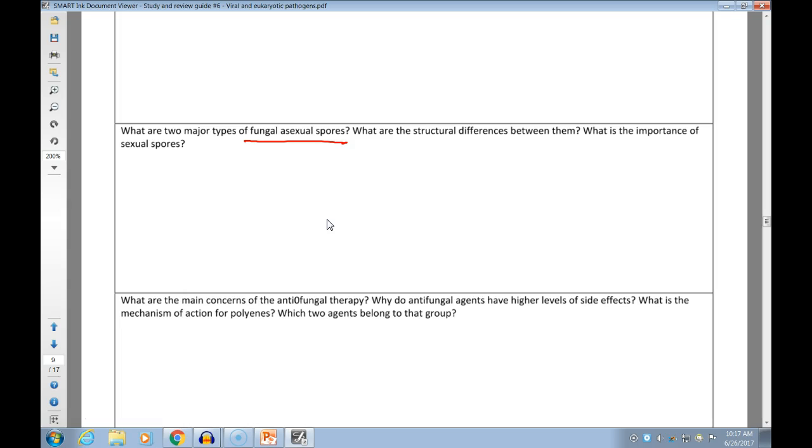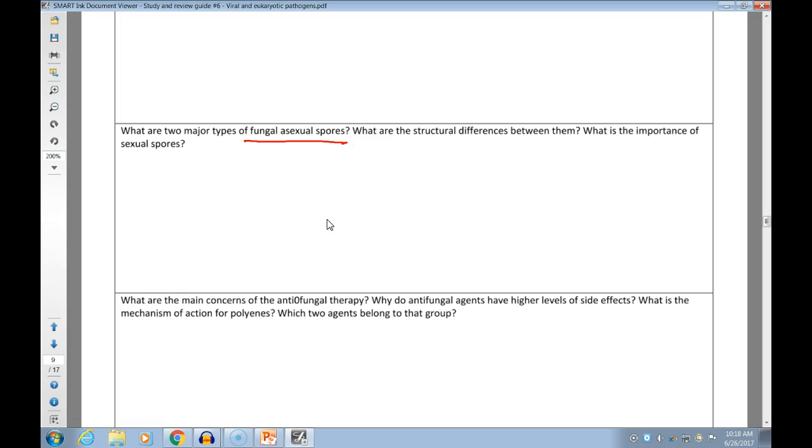The importance of sexual spores: they are formed under harsh environmental conditions, and they contribute to the genetic diversity of fungi. Antifungal therapy: the major concern is that fungi are eukaryotes, as we are. That's why there's a high level of side effects.